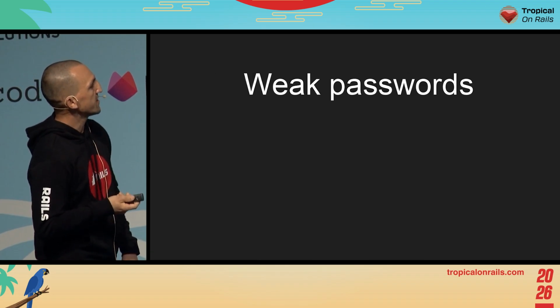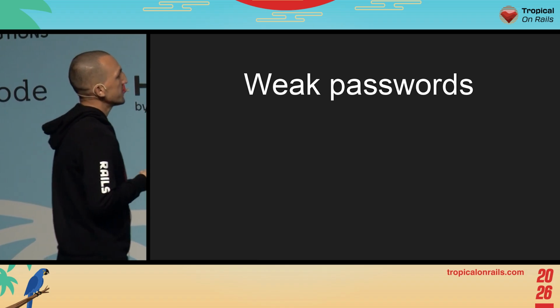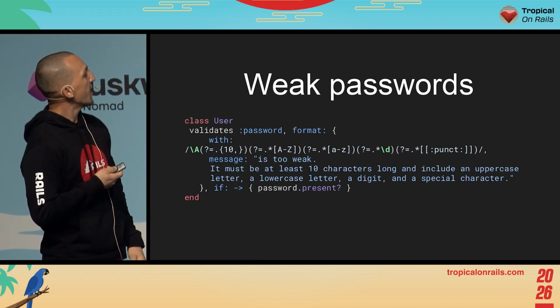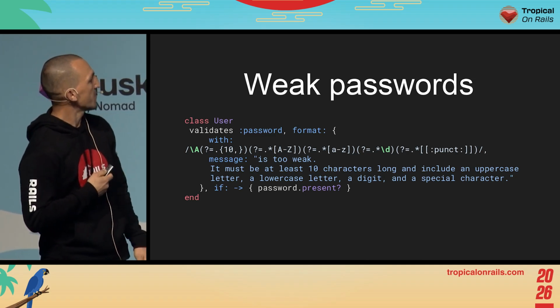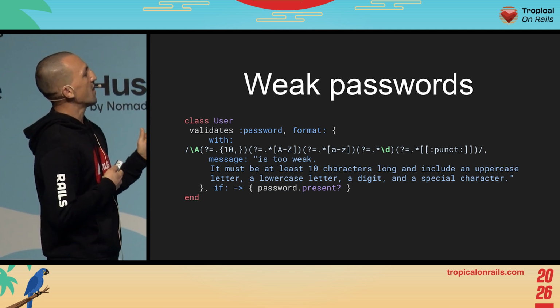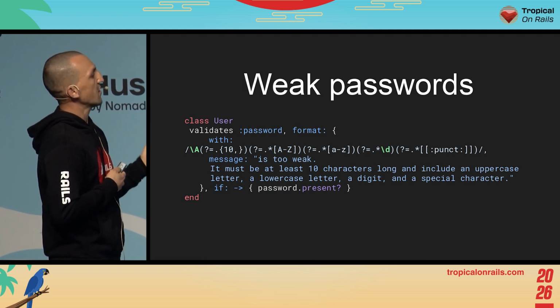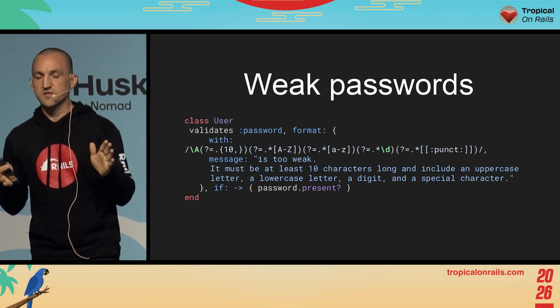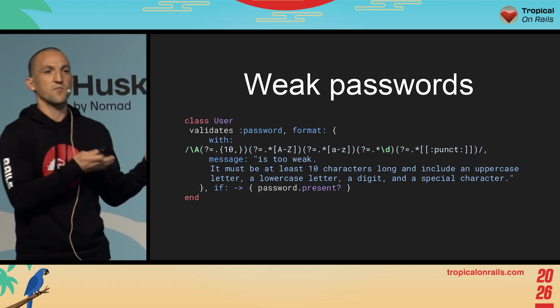The next item is permitting users to set weak passwords. Now, I have this password validation rule here. The password must be at least 10 characters long. It needs to include an uppercase letter, a lowercase letter, a digit, and a special character. Can I see some hands, who thinks that this is a sufficiently strong password validation?